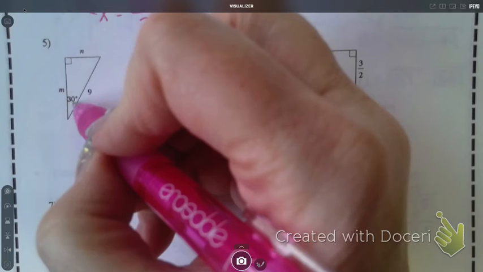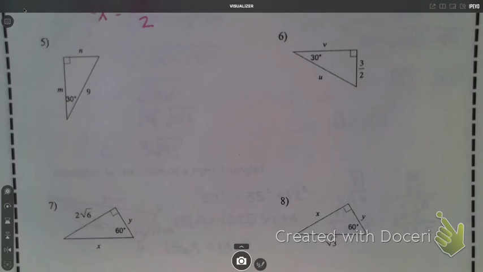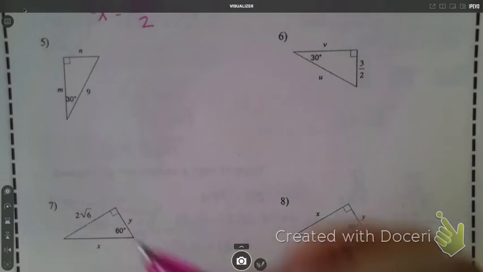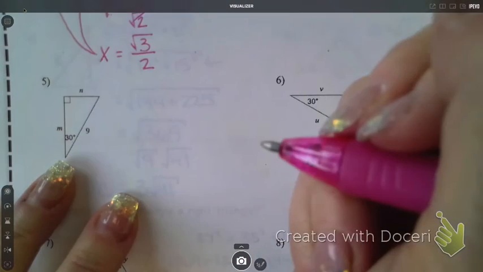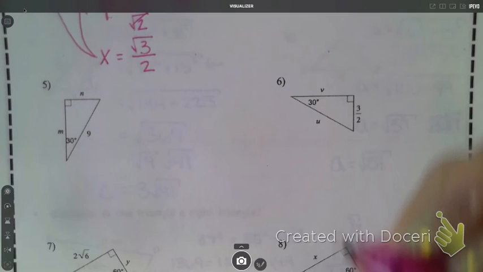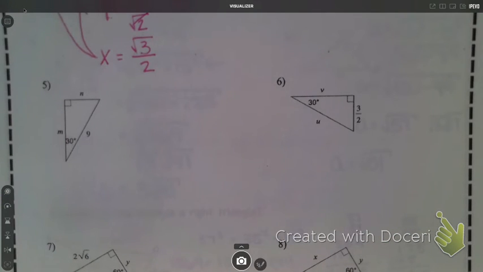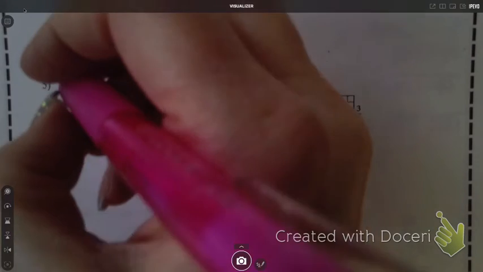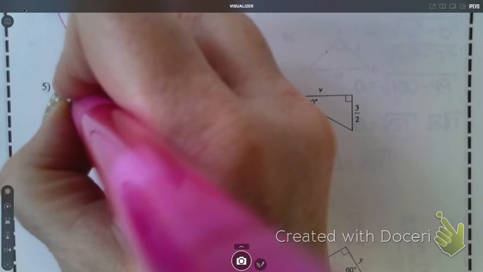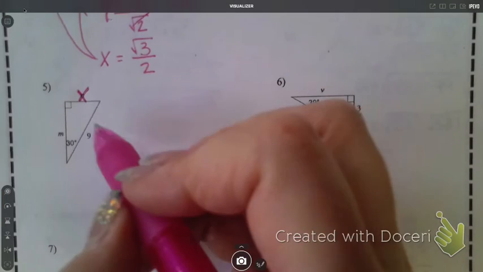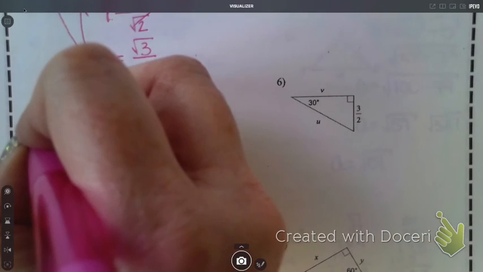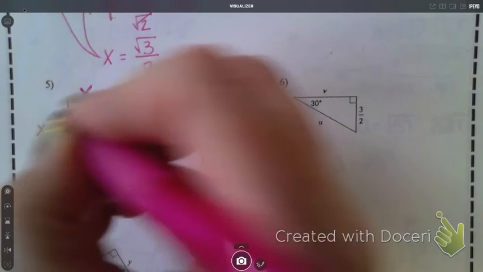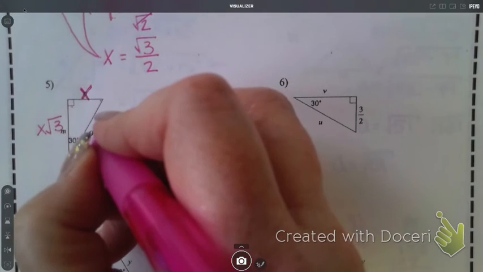Now, they only have a 30 or they only have a 60. So if they show you a 30, the other one's a what? 60. And if they show you a 60, the other one's a 30. Same thing, 90 is always going to be there. Okay, what ratio is across from 30? It is 1x. Okay. What is the ratio across from 60? X square root of 3. And what is the ratio across from 90? 2x.